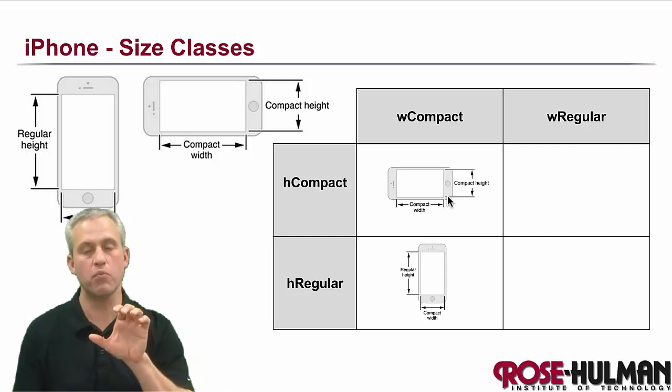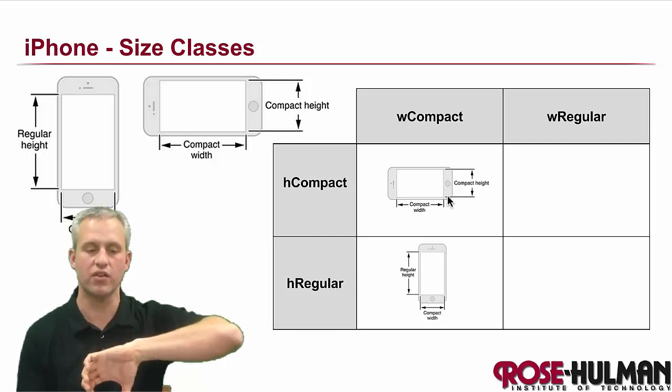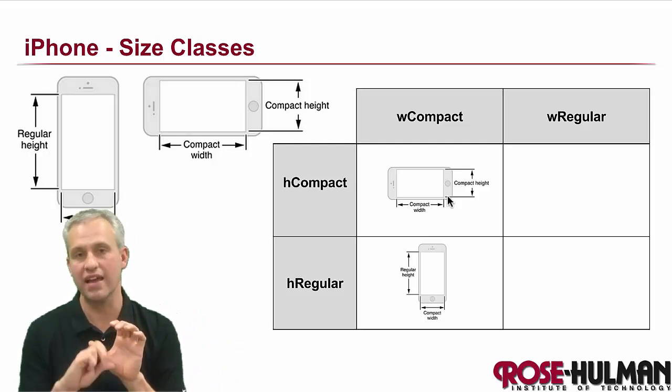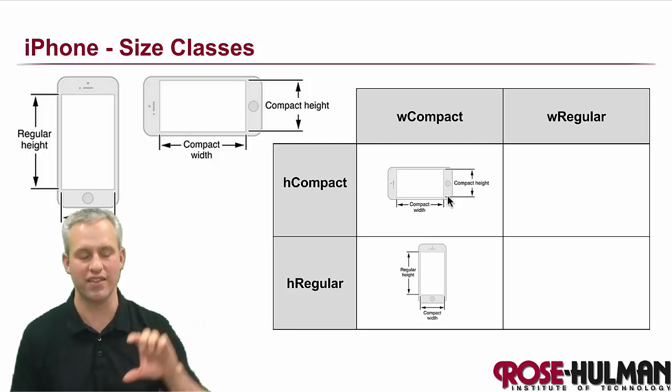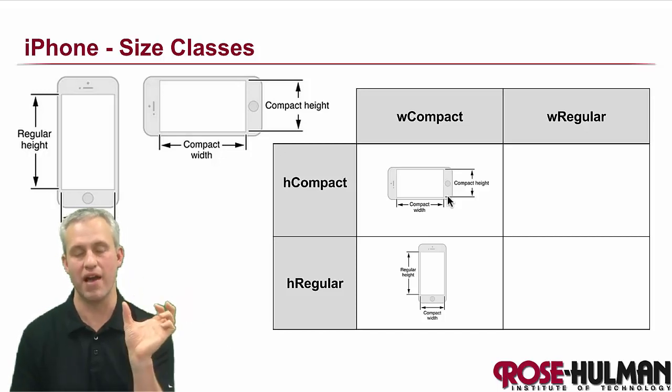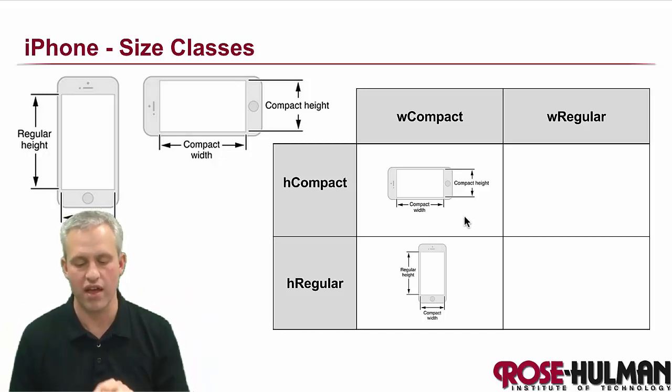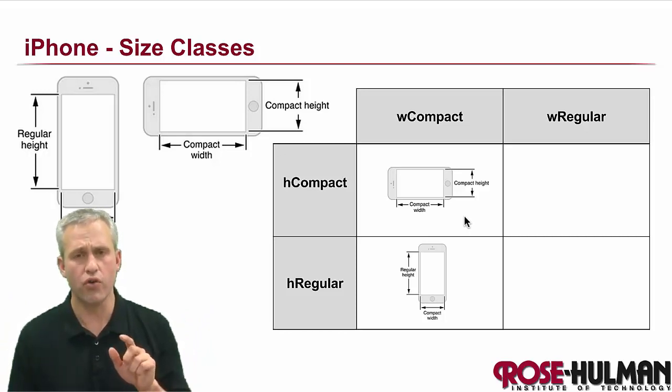In landscape, people expect more pixels in the width. So it's interesting that when you go to landscape, they consider that to be compact width and compact height, which is kind of funny, since you went from regular height to compact width on rotate, but that's what they chose to do, right? So they consider that compact, and that's where that falls in. iPhone 4, 5, and 6, all the same.